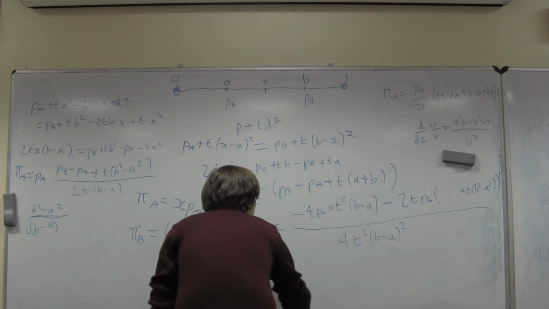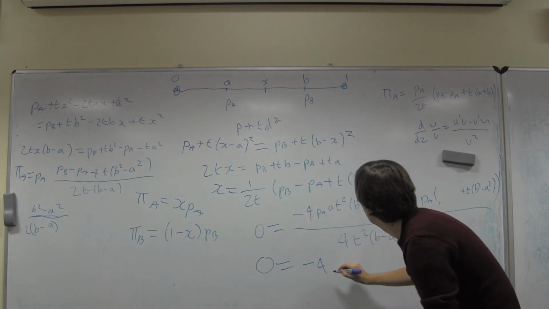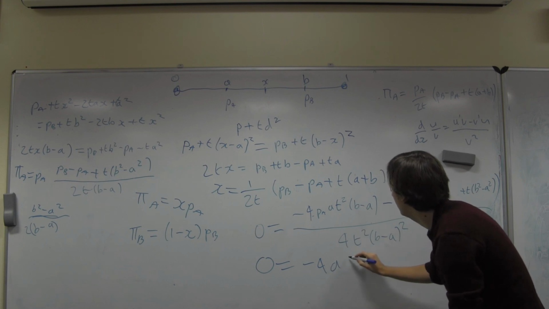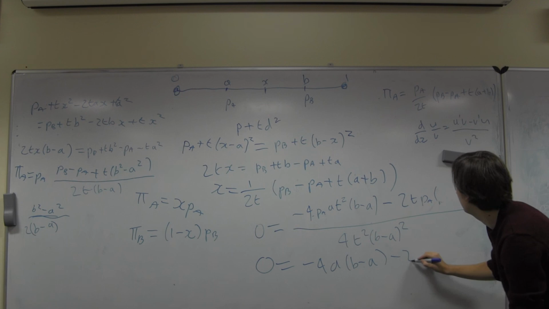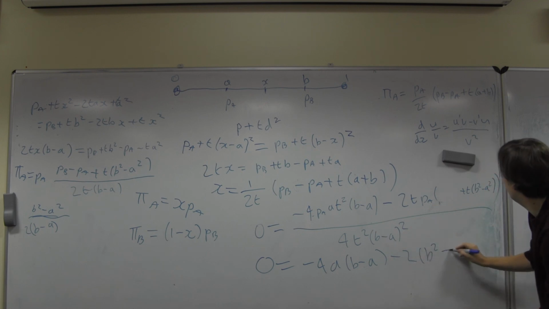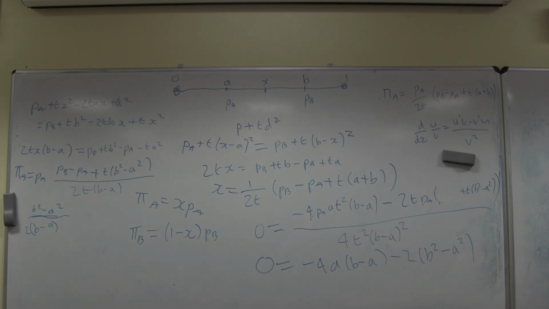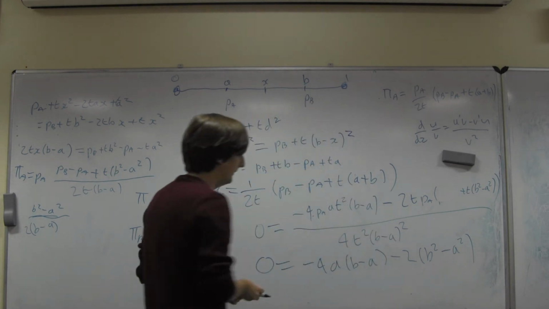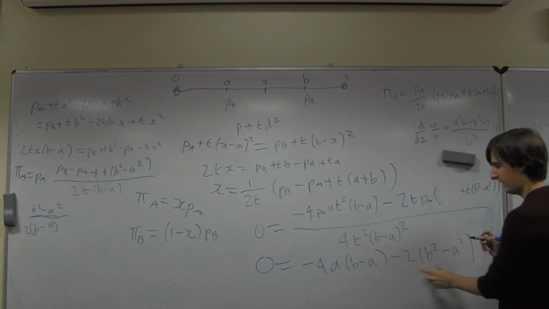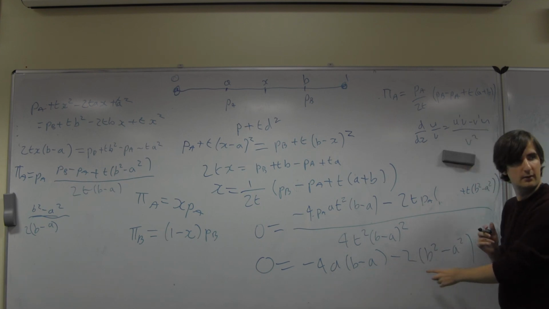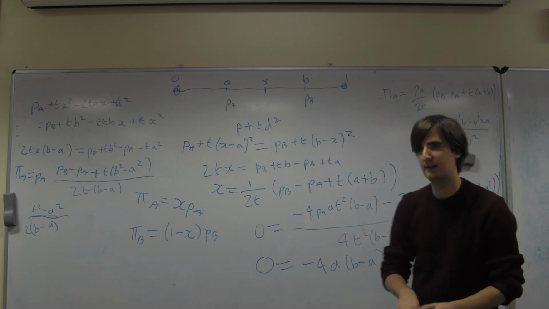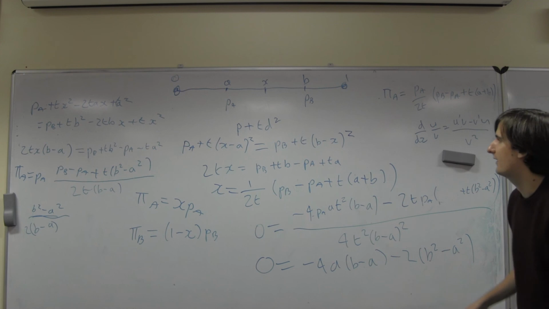So in that case we've got naught, I really hope this works, naught is equal to minus 4. The t squareds are all going to drop out, okay? So minus 4a times b minus a, minus 2 t squareds have dropped out, 2 PA's dropped out, b squared minus a squared. Okay, so if b is equal to a, this thing is 0. So if they choose a as b, then this is 0, this is 0. So again in this case, they want to choose a as b.